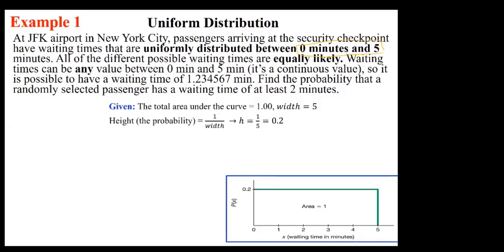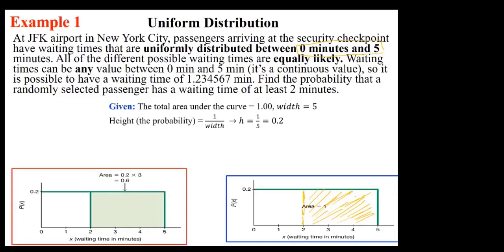So what is the probability of wait time that is at least 2 minutes? That means, so this is 2, and we want at least 2. That means larger than 2. Area under the curve represents the probability of interest. So probability of at least 2, probability of x larger than or equal to 2.